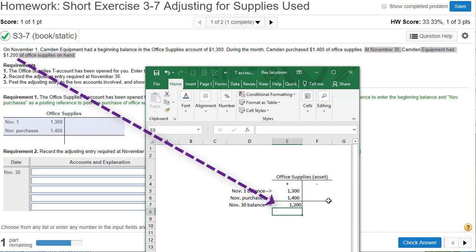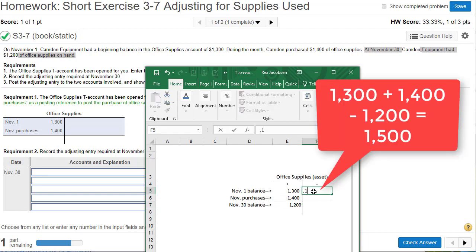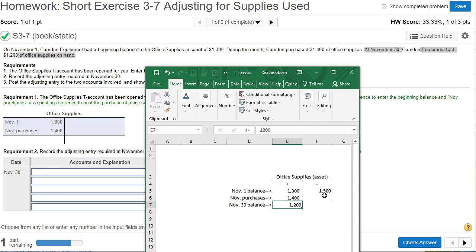So now we have to figure out how much have we used. We had $2,700 of office supplies available, and we ended up with $1,200 of office supplies. So $2,700 minus what gives us the $1,200 balance? Well, that's obviously $1,500 of office supplies. So we had $2,700 available. We used $1,500, so $2,700 minus $1,500 gives us this ending balance of $1,200.